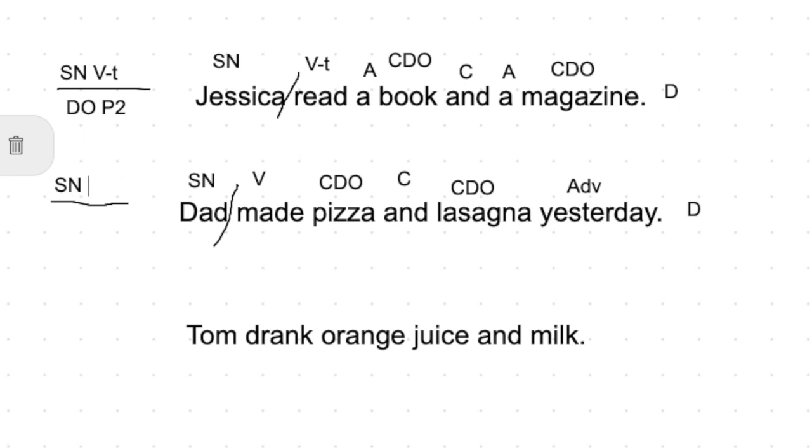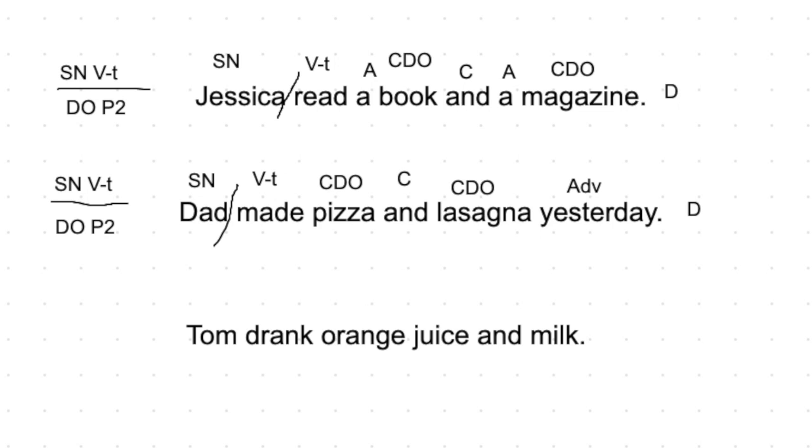It is subject noun, verb transitive, direct object, pattern 2. Oh, and we need to fix our verb transitive. Our verb is a verb transitive because we have direct objects. Don't forget to do that. I almost forgot. The last sentence says, Tom drank orange juice and milk.